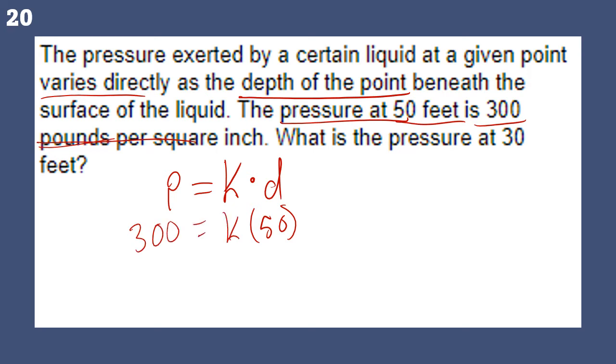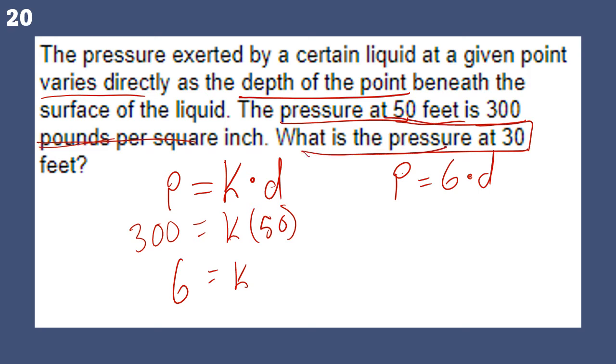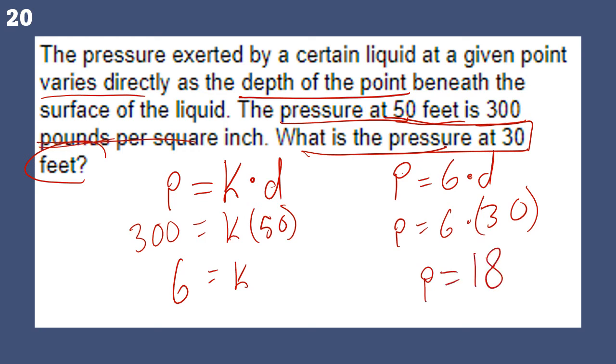And so our first step is to write the equation. Our second step is to plug in two known measured values. The third step is to solve that for our K. And so we can divide both sides by 50 and we get K equals 6. The next step would be to try and write our equation with K, except with the number we just found. And then the last step is to plug in our situation that they want to check. It says find the pressure. What is the pressure at 30 feet? So I'm going to say P equals 6 times 30. And so our pressure is 180.